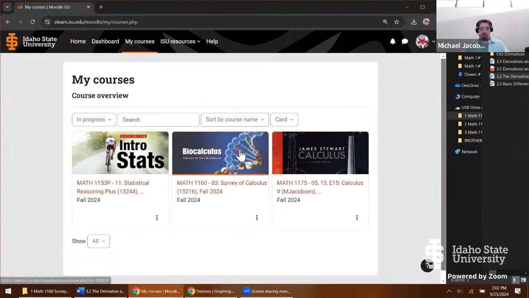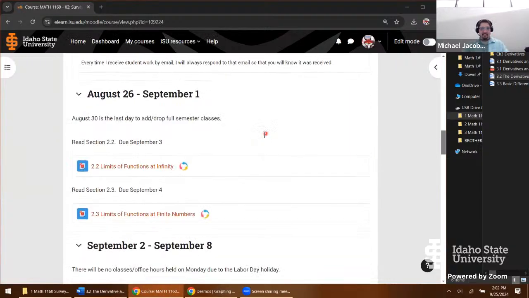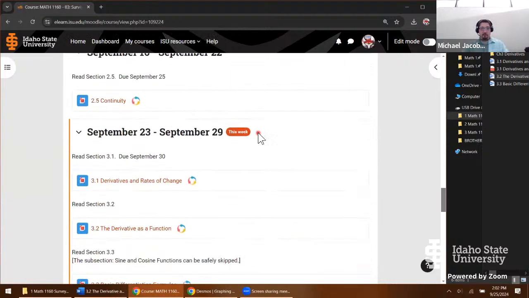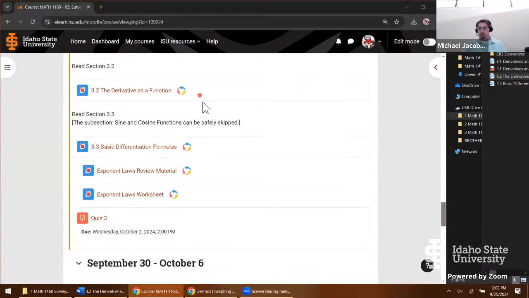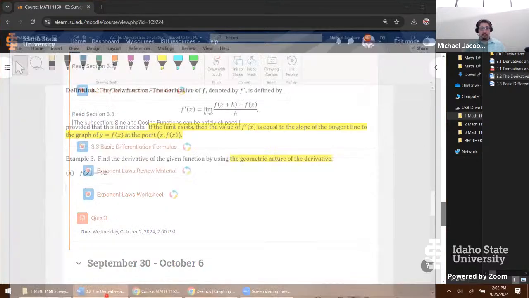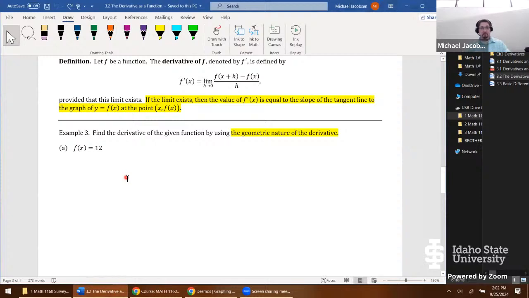Well, aside from that, I didn't mean to leave the Moodle course. This is where we left off in section 3.2 last class. We're on example 3, and we're just taking another look at the definition of the derivative. What I have highlighted here is we're mostly focusing on the geometric nature of the derivative.